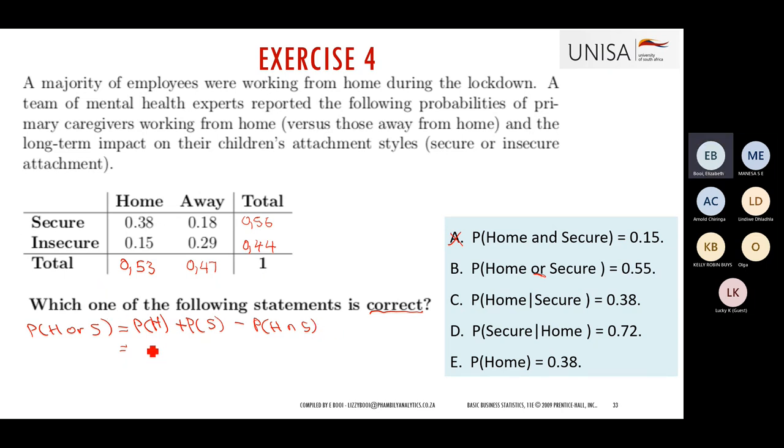So what is the probability of home? That's for you to work it out with me. I want this one. We work it out together. I'm not going to give you time. What is the probability of home? It's 0.53. What is the probability of secure? 0.56. Minus the probability of home and secure? 0.38. And just calculate and give me the answer. And that answer will determine whether that is correct or incorrect. 0.71. So therefore, this is also not correct, right? Okay.